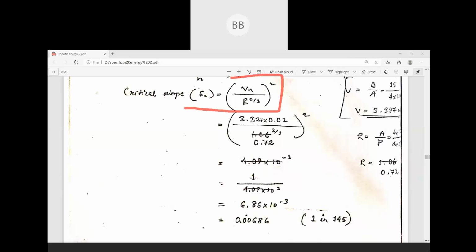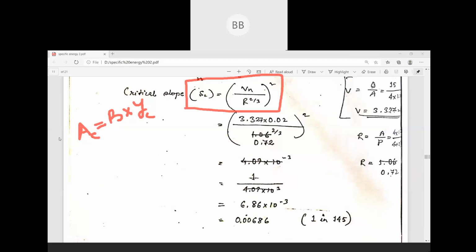Sc is equal to v multiplied by n, small n, that is the roughness coefficient, divided by r to the power 2 by 3, whole square. Because this is to the power half, if you bring it to this side, it will be squared. Area, again we are finding critical slope, so area is equal to b multiplied by yc, the critical area. Yc we have already calculated, and b value is given.